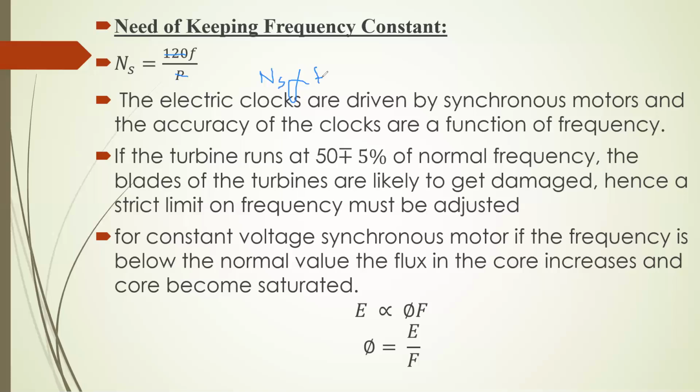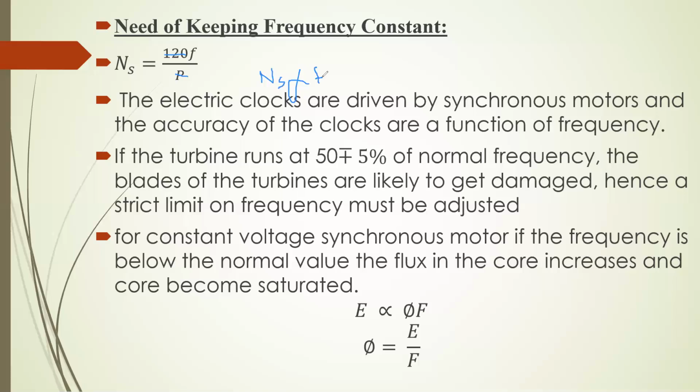The turbines used in thermal generating stations mainly accept a constant frequency plus or minus some tolerance value. The tolerance value is only 5%. Theoretically we say 50 plus or minus 5%. 5% means 2.5 hertz, but practically it is not tolerable. The tolerable frequency is 49 hertz to 50.5 hertz only.